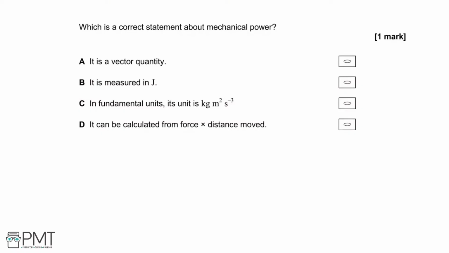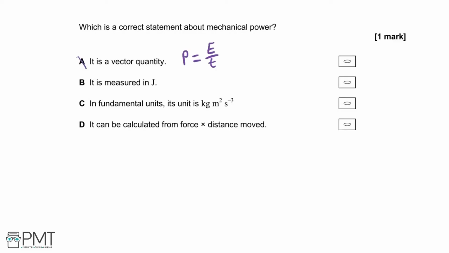Which is a correct statement about mechanical power? We've got four statements here, some of which are more obviously wrong than others, but let's go through which ones those are. So option A, is a vector quantity. Well, we know that power isn't a vector quantity. It's calculated as being energy transferred or work done divided by time. Energy and time are both scalar quantities, so A is incorrect.